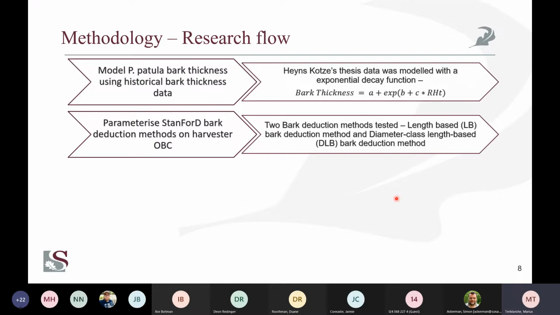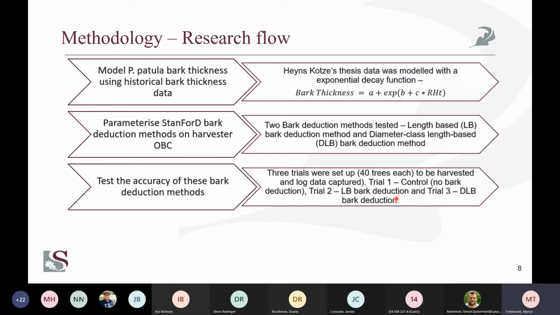So we tested two bark deduction methods. The one was a length-based bark deduction method, the other one being a diameter class length-based bark deduction method. We'll get into a bit more detail a bit later on. We conducted 3 trials of 40 trees each. In trial 1, we harvested 40 trees with no bark deduction method. So that is the control, the as-is status quo operation. Then trial 2 tested the length-based bark deduction method, and trial 3 the diameter class length-based bark deduction method.